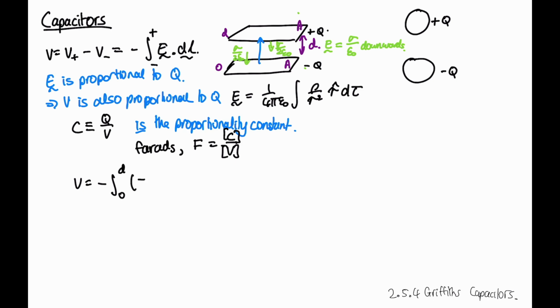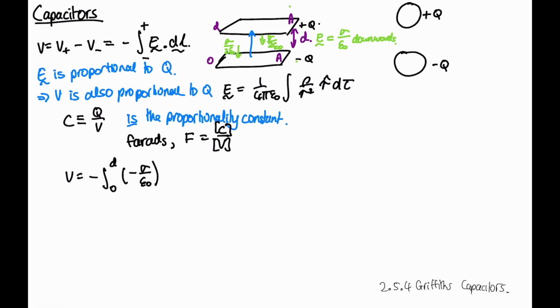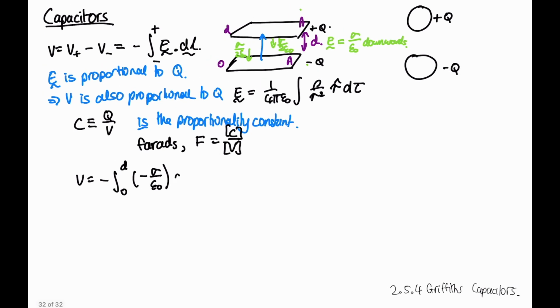So that is minus sigma over epsilon naught, times, should we call it dr? It doesn't matter. It's this path upwards that we're following, where r describes the distance from the lower plate. And so we can integrate this and we end up with sigma over epsilon naught times r from 0 to d. So this is equal to sigma d over epsilon naught.